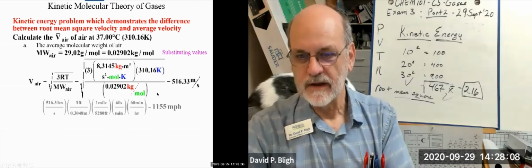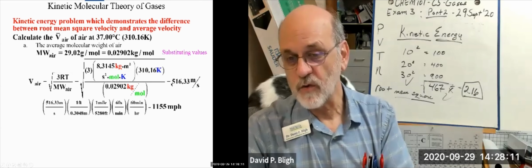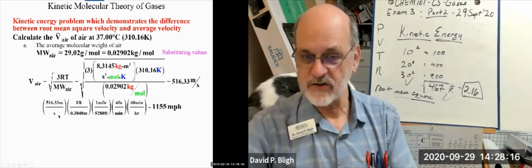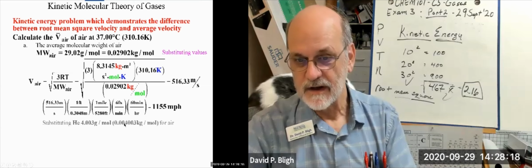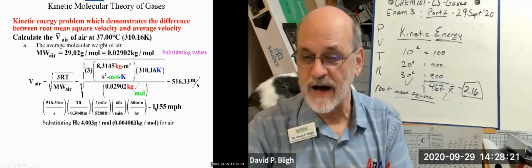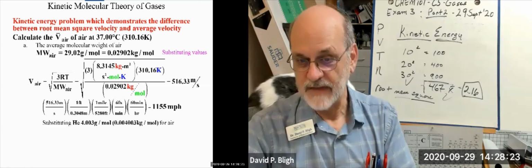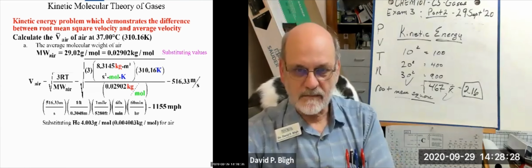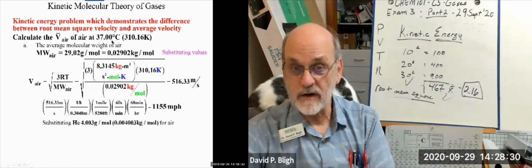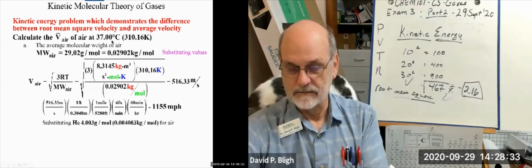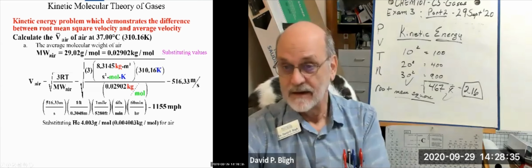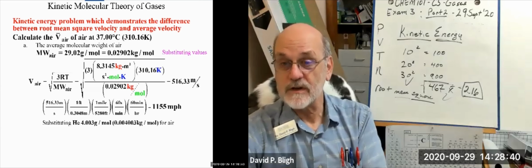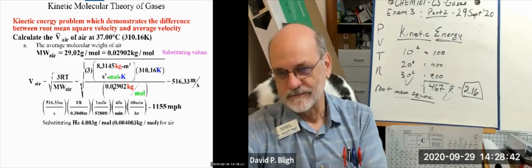Cancel our units, and we find that the root mean square velocity of air is 516 meters per second, which is what? Well, dimensional analysis is what this is. And we find that it's 1,155 miles per hour. That's faster than the speed of sound. So at 37 degrees centigrade, which is, by the way, what is that? Why did we pick 37? That's body temperature in centigrade. 98.6 degrees Fahrenheit, 37 degrees centigrade.